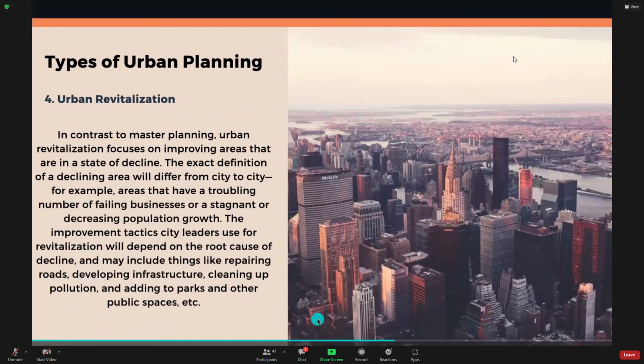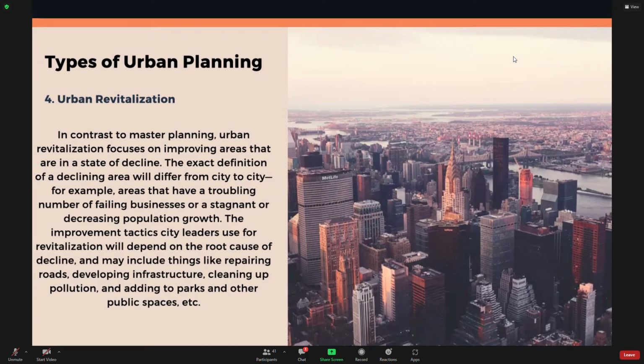And then number 4, urban revitalization. So this is in contrast to master planning. So the brownfield area that I mentioned just now is usually under urban revitalization. So we want to revitalize that area. So one of the steps to control urban sprawl is through urban revitalization.